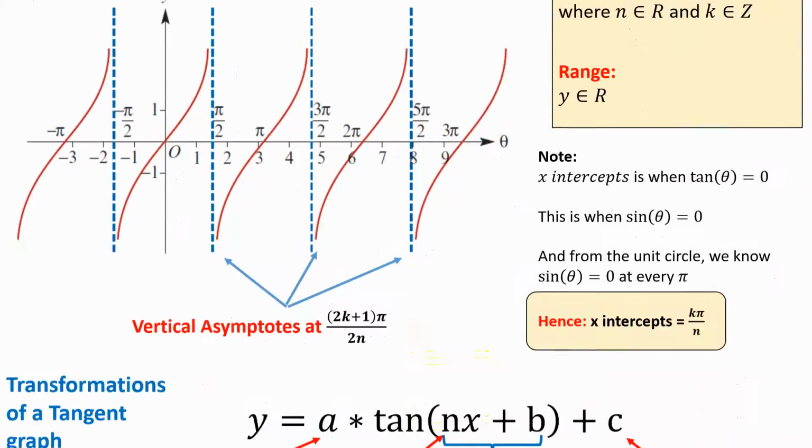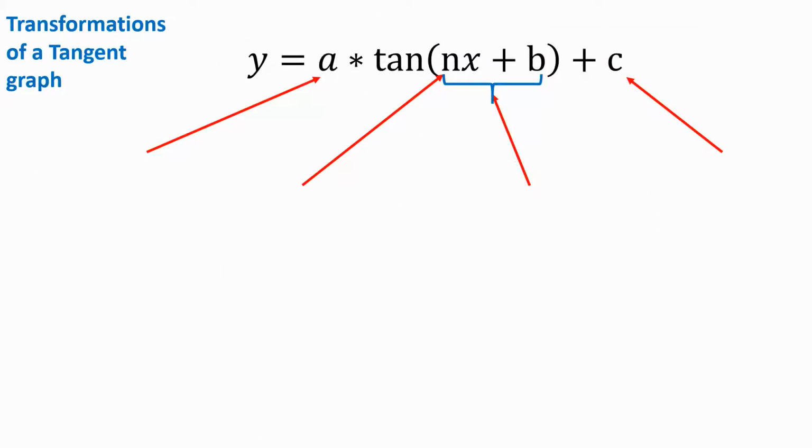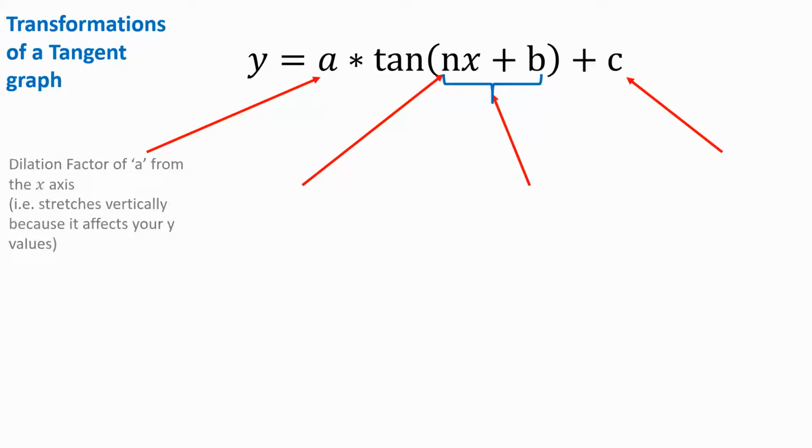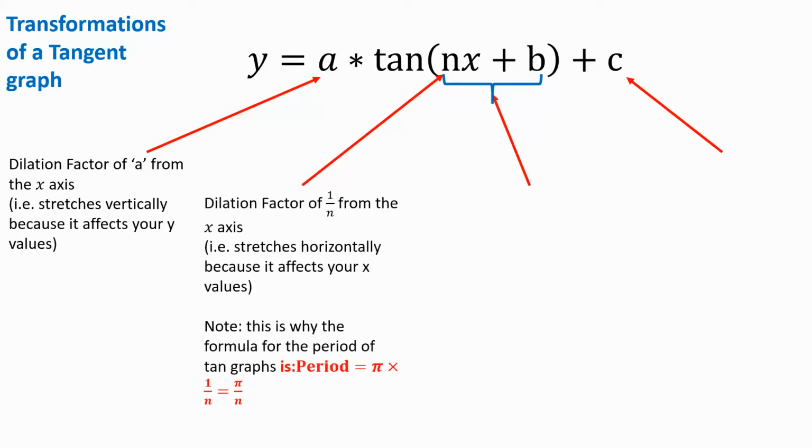All right. Now, I've been repeating the same things over and over. Your transformations that you learnt in chapter 3 apply to sine graphs, cosine graphs, and they apply exactly the same for tan graphs. You know that A tells you the dilation factor of A from the x-axis. You know that n is a dilation factor of 1 on n, that's the key thing. That's why your period formula is pi on n, which I've shown here. Period equals pi times 1 on n, which gives you pi on n.